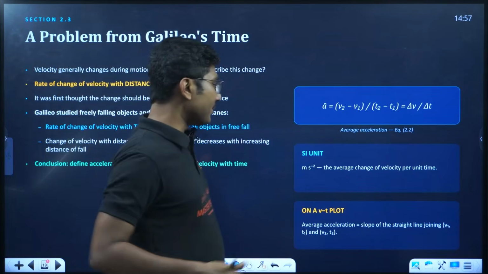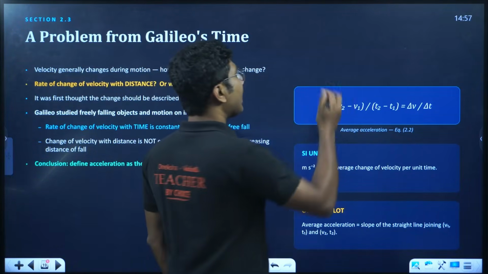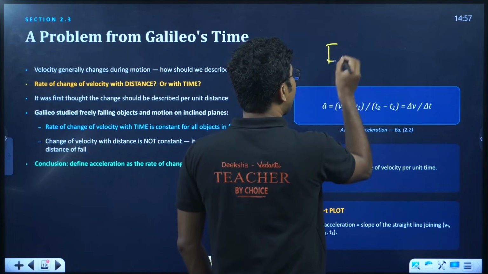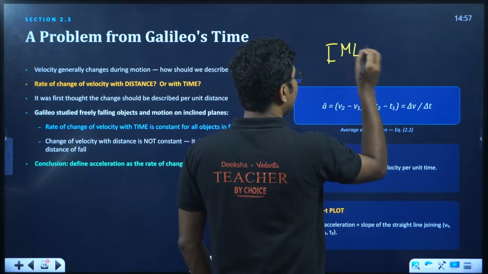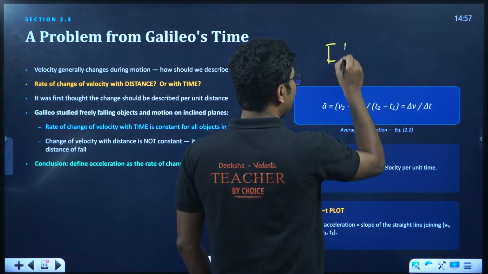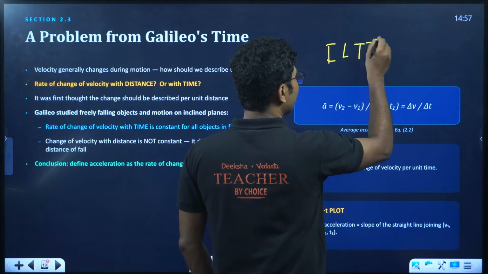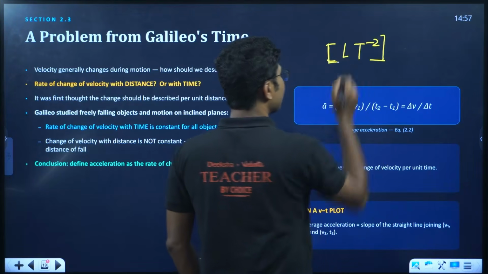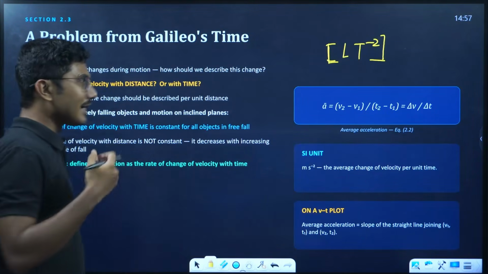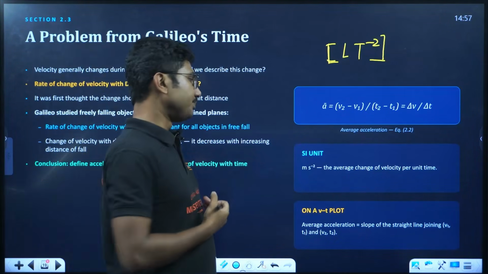So what is the dimension of acceleration? Dimension of acceleration is L t to the power minus 2. No mass involved in acceleration or in velocity. This is the dimension of acceleration.